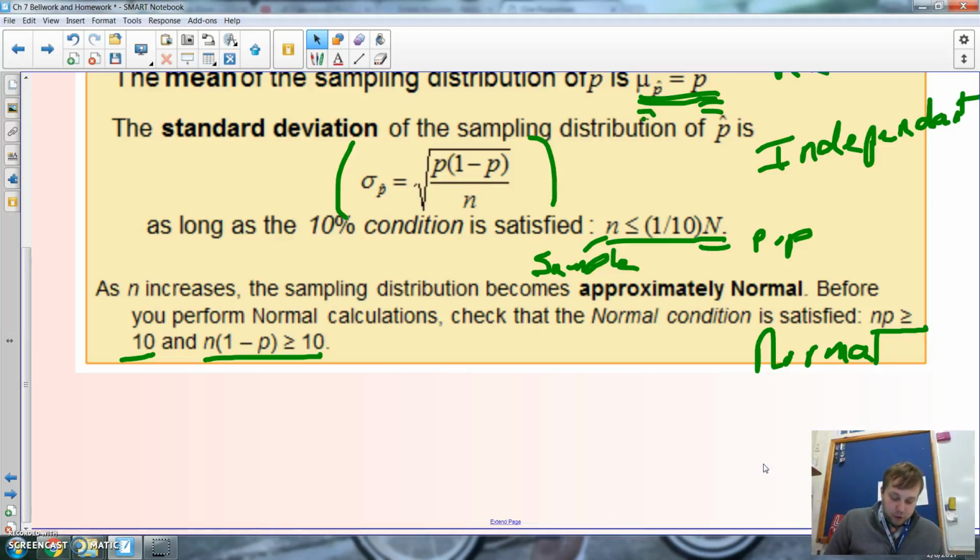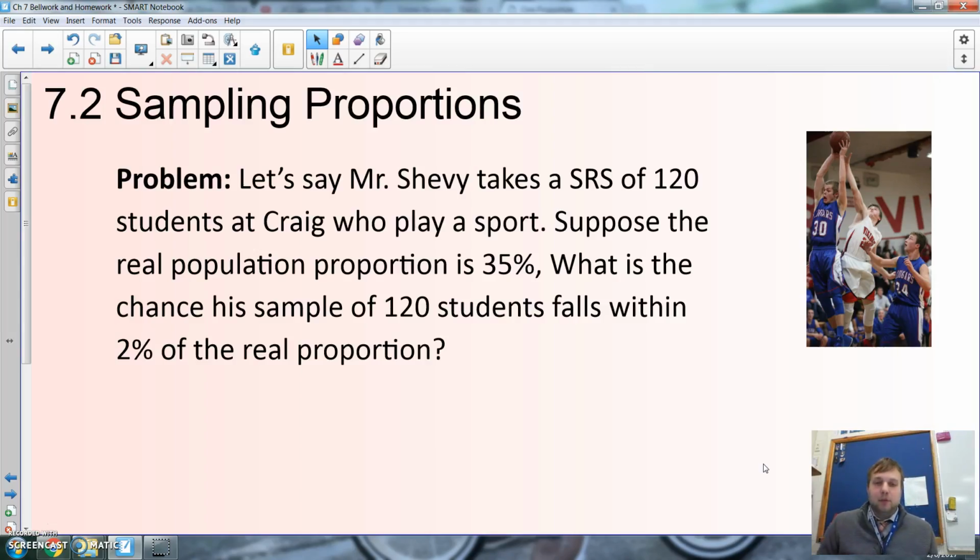Next, story problem. All right, we only have 5 minutes to do the story problem. Let's see how we do this. All right, let's say Mr. Sheeby takes a simple random sample of 120 students at Craig who play a sport. Suppose the real population proportion is 35% of everybody plays a sport. What is the chance his sample of 120 students falls within 2% of the real proportion?